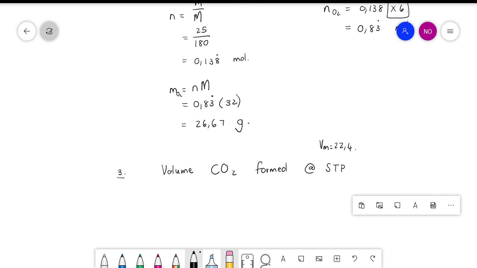What I was busy saying is when it is at standard temperature and pressure, that is when the volume of 1 mole of gas is 22,4 cubic decimeters.